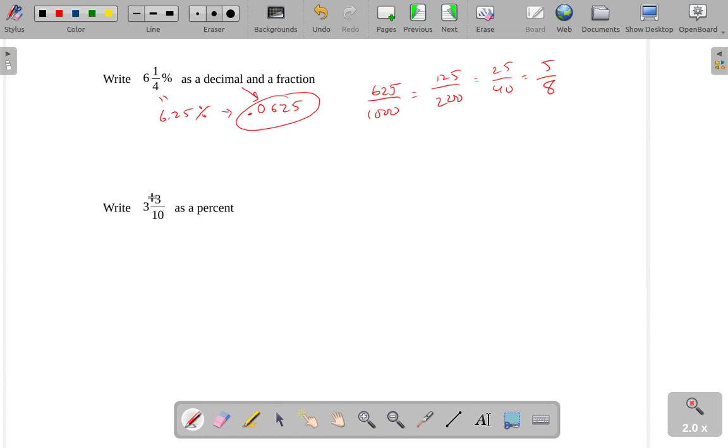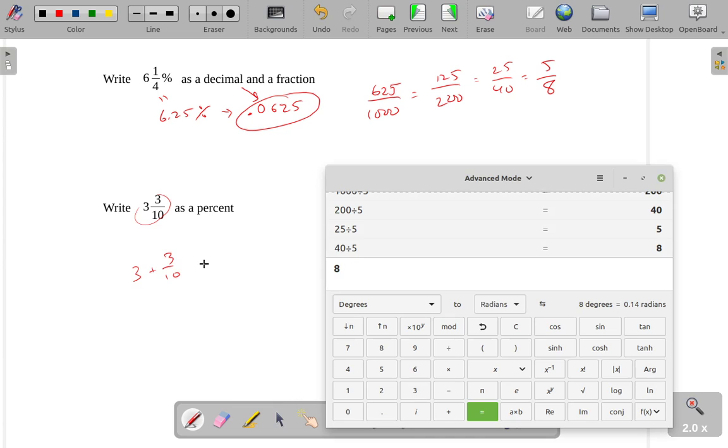All right, let's write 3 3/10 as a percent. This is a mixed number, and you can convert mixed numbers to fractions, or you can convert mixed numbers to decimals. I think that converting this to a decimal would be the easiest thing. This is 3 plus 3/10. So I'll ask my calculator to convert that to a decimal. Well, 3/10 is 0.3. So we get 3.3.